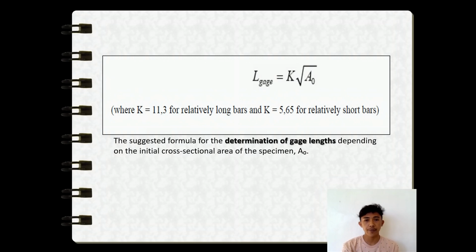So the suggested formula for the determination of gauge length is shown above, depending on the initial cross-sectional area of the specimen, or A0, where K is 11.3 for relatively long bars, and for relatively short bars K is 5.65.